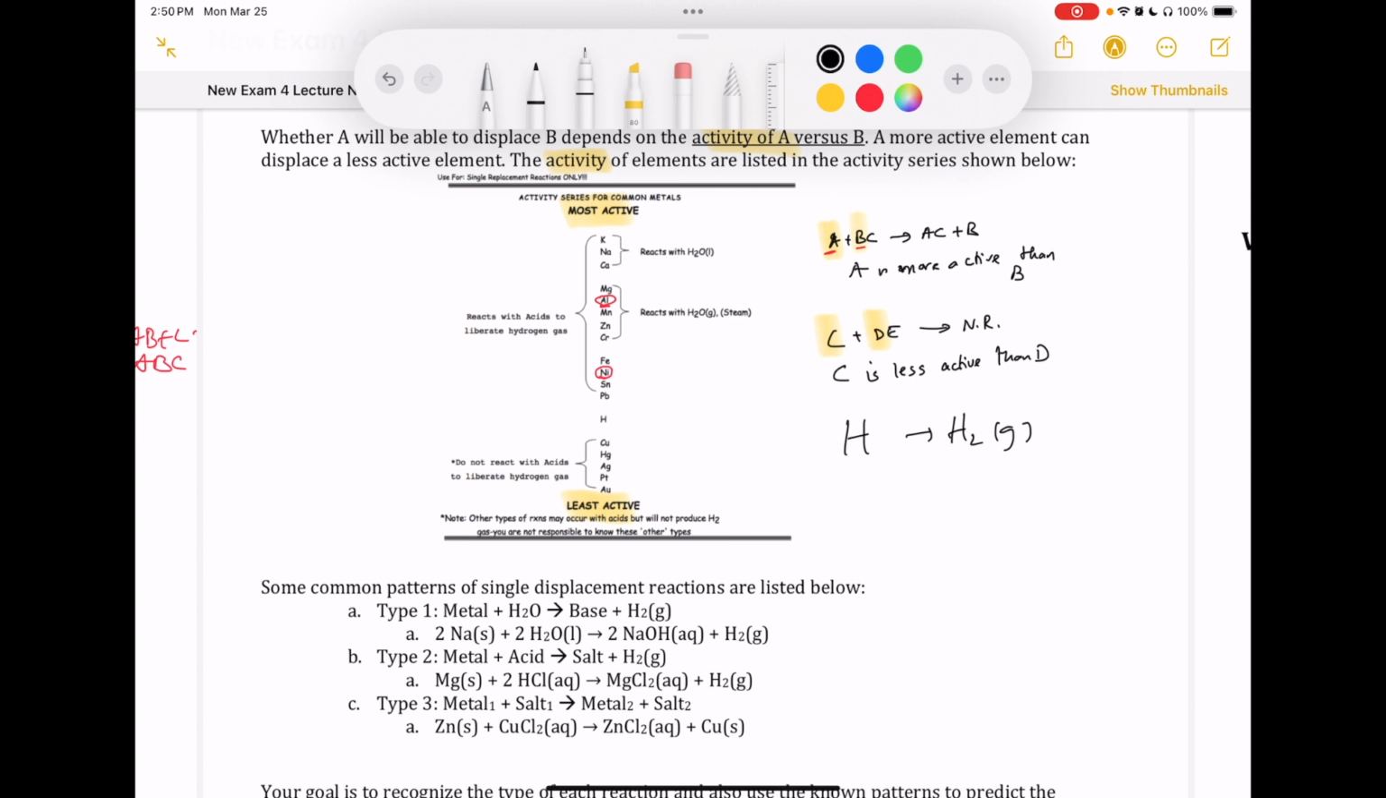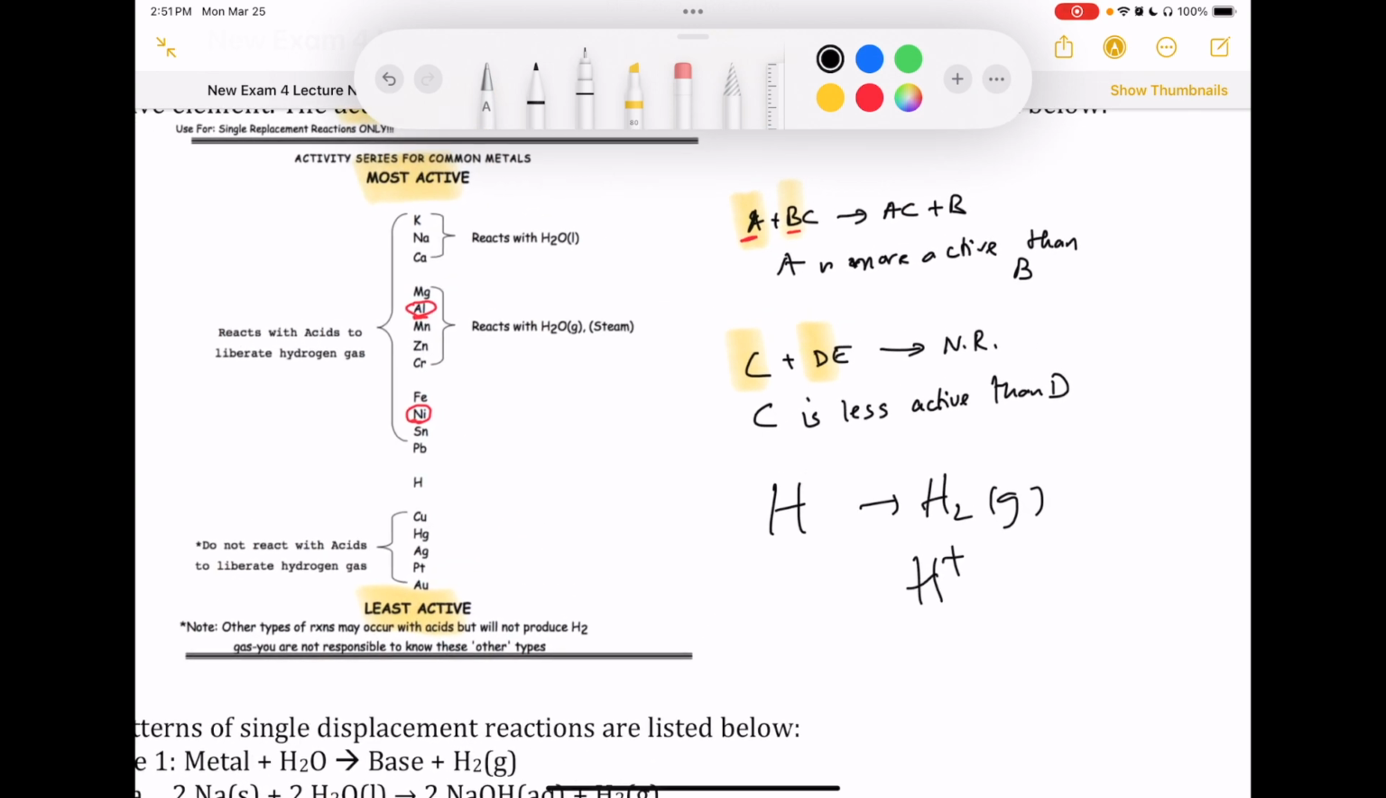It's H2 gas. And so when we're trying to compare the activity of hydrogen to a metal, we're going to try to see whether H2 is more active or whether the metal is more active. Now, the ion form of H is H plus, right? Remember that the reason I care about the ion form in this case is because in a single displacement reaction, one of those elements is found in the form of the cation, and the other element is found in the form of its element itself, right?